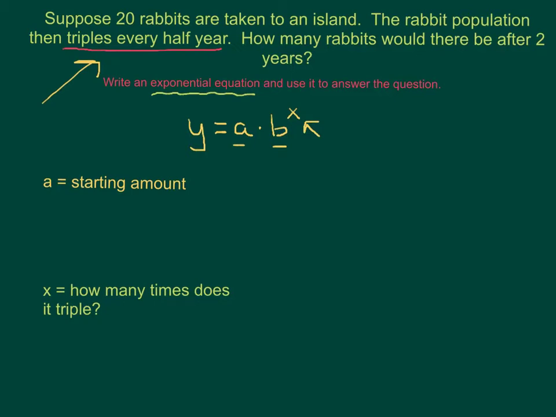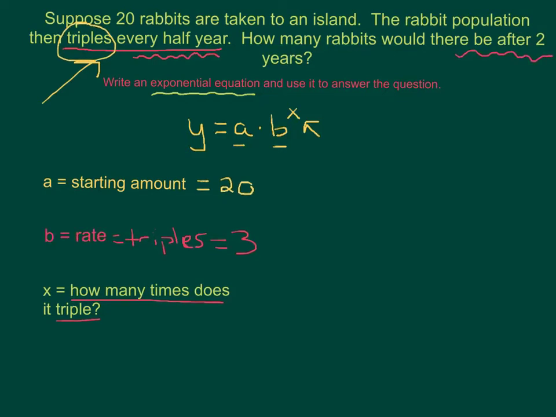So how many rabbits do we start with? We start with 20 rabbits on the island. B is always your rate, and the rate, it says it triples. So we want to think that word, if it triples, then that means our b value is 3. If it was doubling, it would be 2, but in this case it triples. And then x, the number that you will plug in for your variable, is how many times does it triple? How many times does it triple? If it triples every half year, and they are there for 2 years.